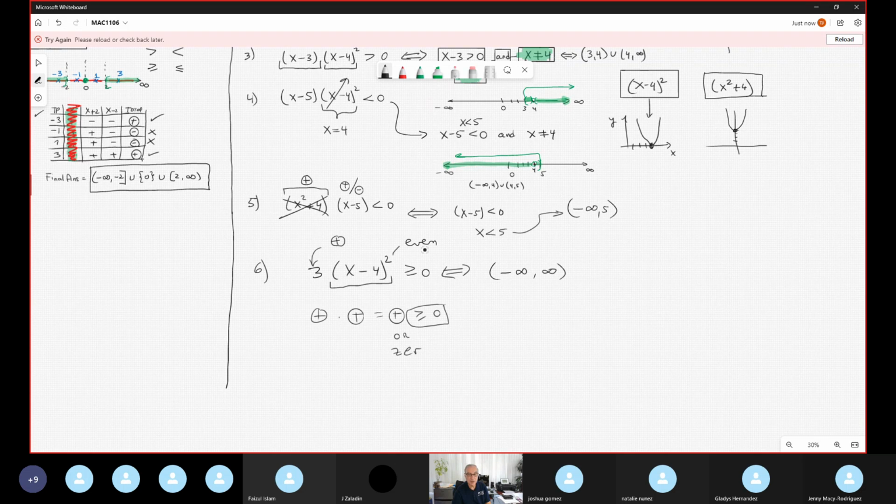There is no number that, when you plug it in, does not satisfy this. So all numbers, positive or negative. Suppose I plug in something negative: 3 times (negative 4 and negative 4), which is negative 8. 3 times negative 8 squared: negative 8 squared is 64, positive. And 3 times 64, of course, is greater than or equal to 0. So the solution is all real numbers.